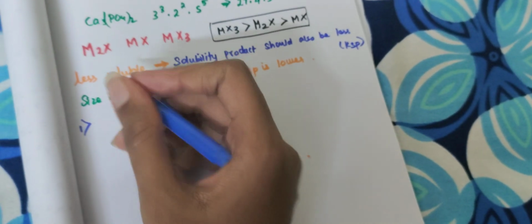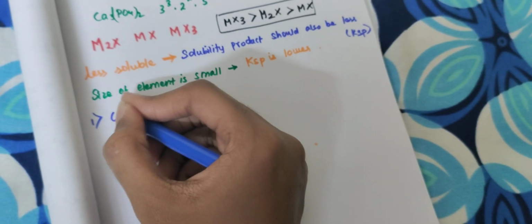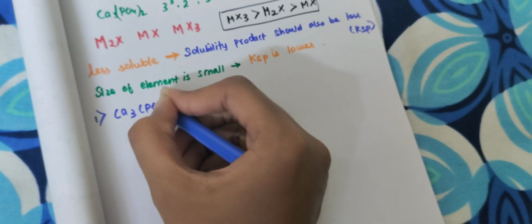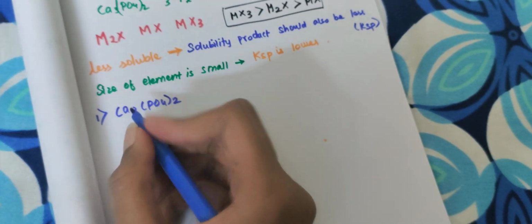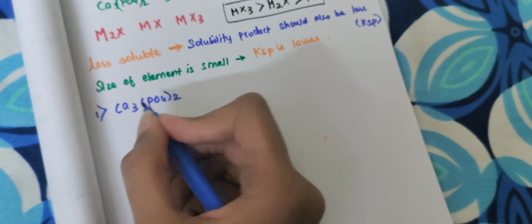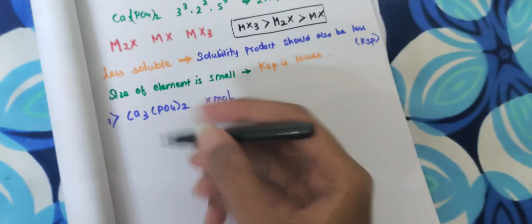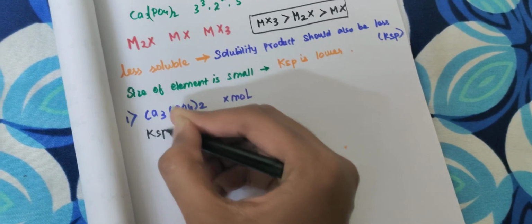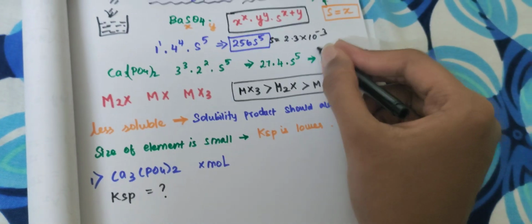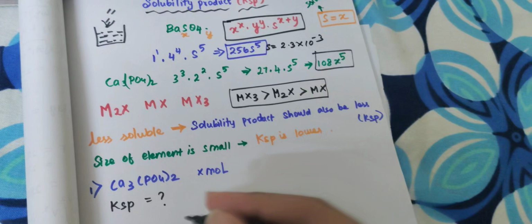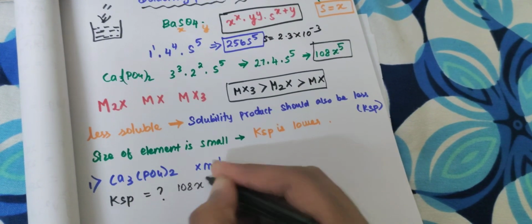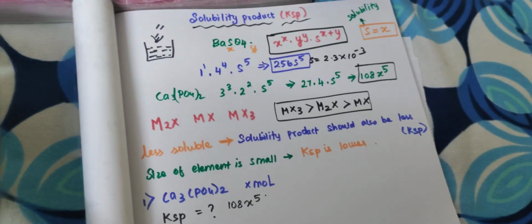Question number 1. The solubility of calcium phosphate, they have given it as x mole. They are asking us to find the KSP. Just now we did this, right? We got the answer as 108 x to the power of 5. Just now we did the same question. Let's try to do another question.